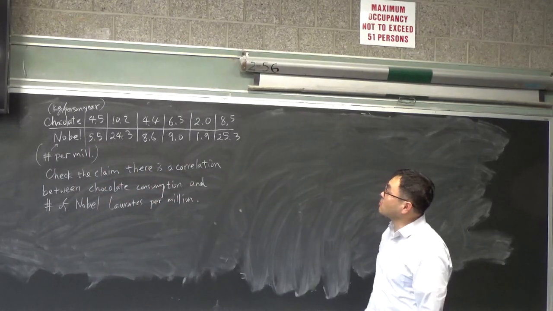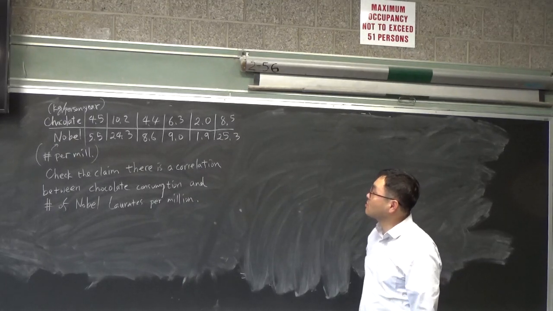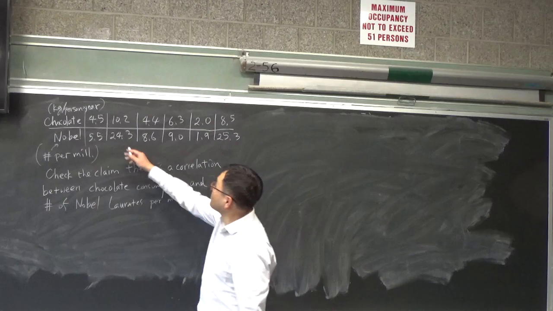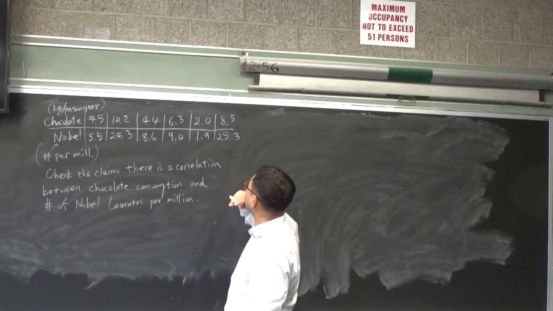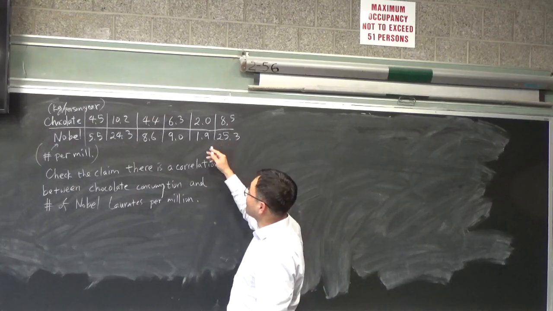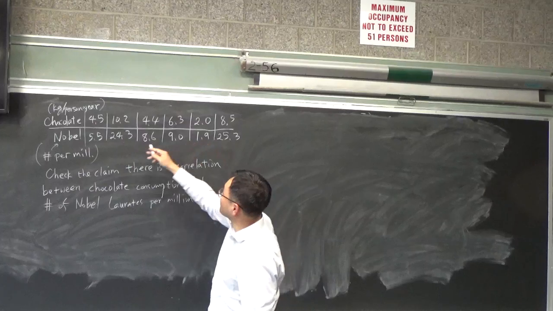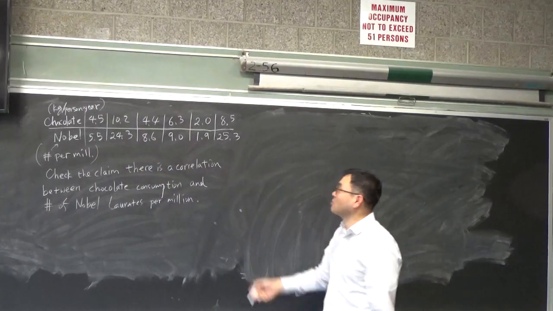So looking at this, which one do you think is the United States? It's either this one or that one, right? Maybe Great Britain used to have a lot of Nobel laureates, so maybe one of them should be England and one of them should be the United States.